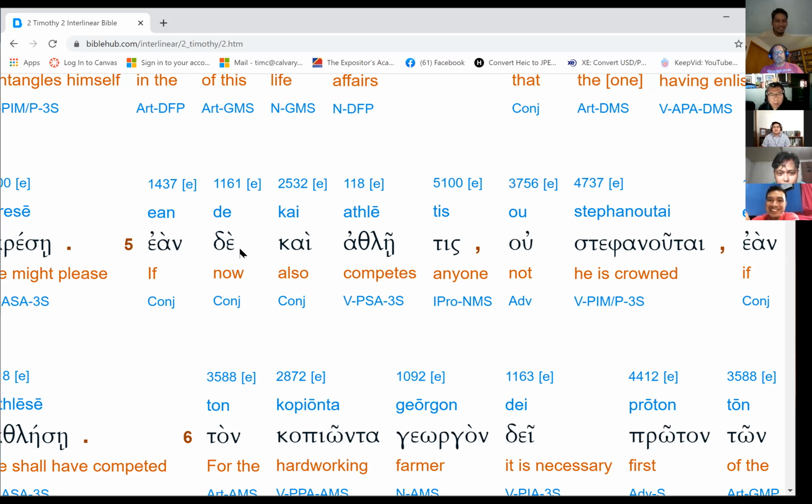Typically, and here's the challenge. So kai is there, right? Our old buddy kai, which we know usually is translated as "and." This one here is translated "if," it's conditional. And then de is usually translated as "but," sometimes "and" and sometimes "now." So notice here, the interlinear guys, their translation was "if now also."